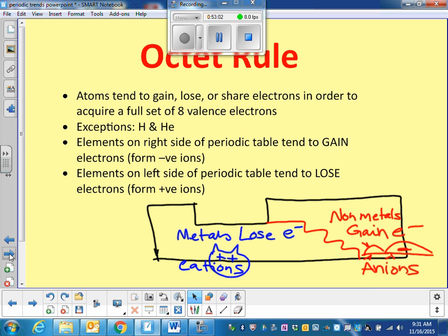All elements want to lose or gain to have how many in their outermost shell? 8. What does the word oct mean? Octopus, octahedron. Oct means 8. Octet rule: all elements want to lose or gain to have 8 valence electrons. Is that right? Metals lose electrons and become cations. Non-metals gain and become anions. Do we understand this? Okay.